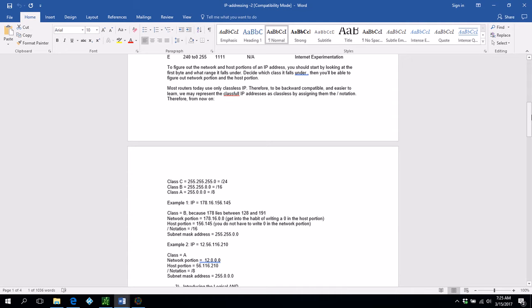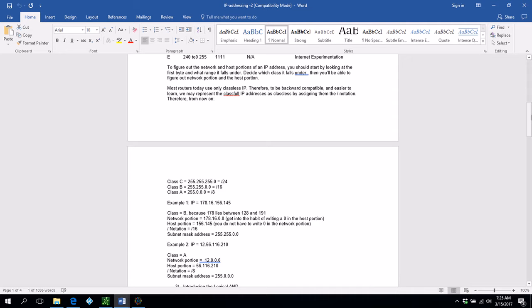Instead of having classes A, B, and C, what we're going to do is, if a packet came in, pick up a mask that's going to mask the host portion of the IP, revealing the network address only. That mask could mask as many bits as it wants in the host portion.